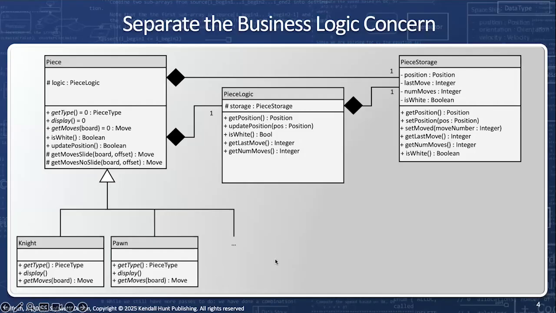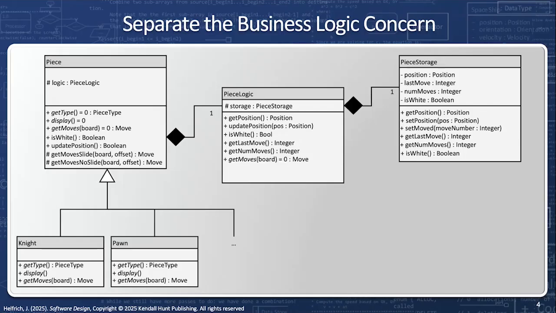Okay, so now basically all I've done is make an intermediate class called business logic, which passes through all the requests from piece interface on to the piece storage, but I haven't really done anything yet. The next step is to get the business logic into the piece logic from the piece class. And this involves moving get moves slide and get moves no slide.